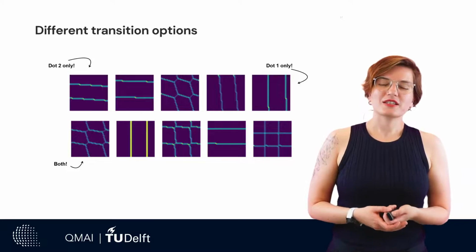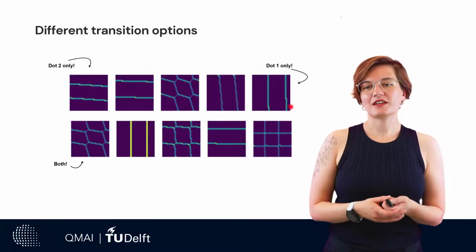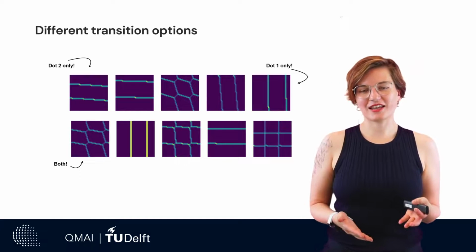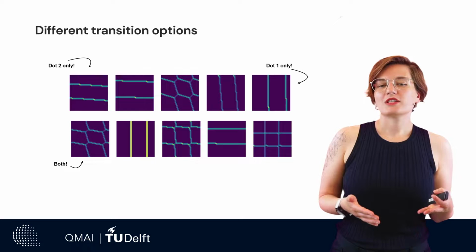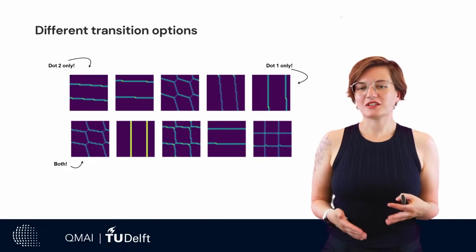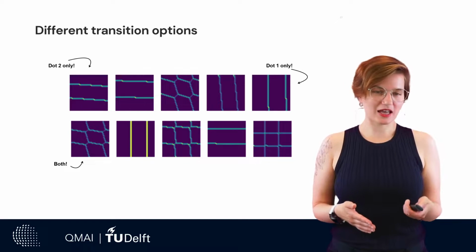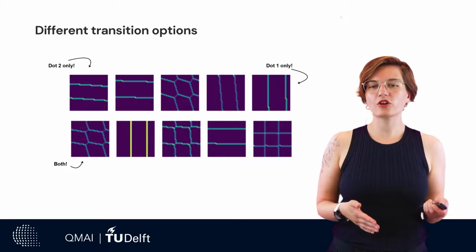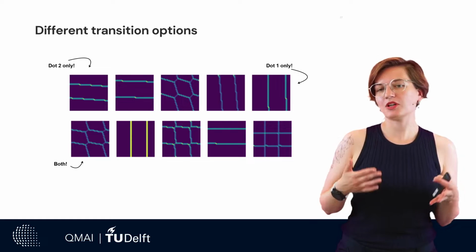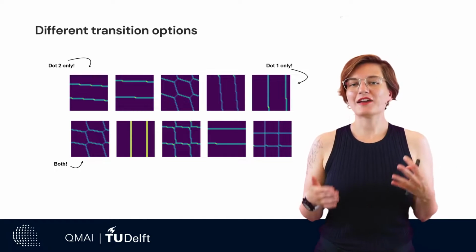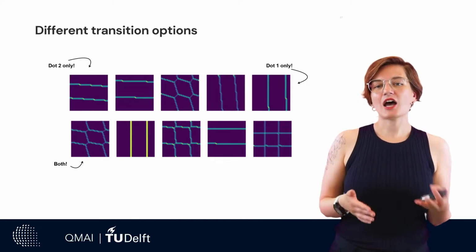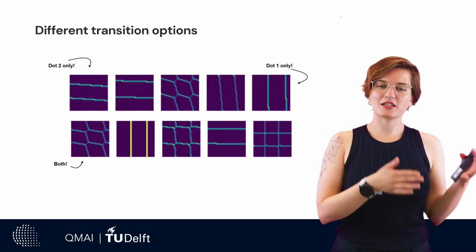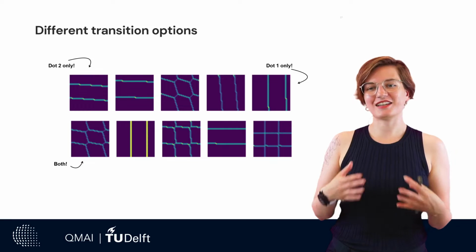So you see that there are many different ways the charge transitions can happen in these charge stability diagrams. We are not going to discuss where the physics of these directions comes from, but it's important to keep in mind that outside of the fact that you can see dot 1 or dot 2 only, or you can see both dots, there is a lot of diversity in how the lines can go. And what we are going to learn in this module is how to use neural networks to classify whether you are seeing both dots or whether you are seeing only one dot.